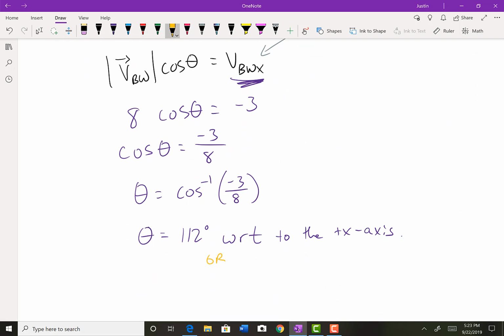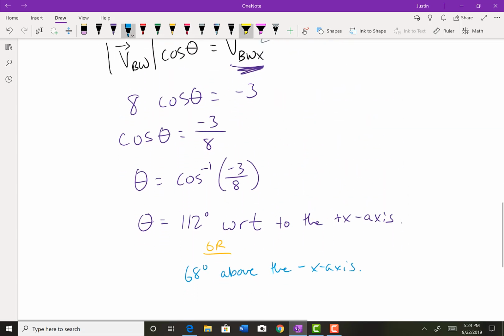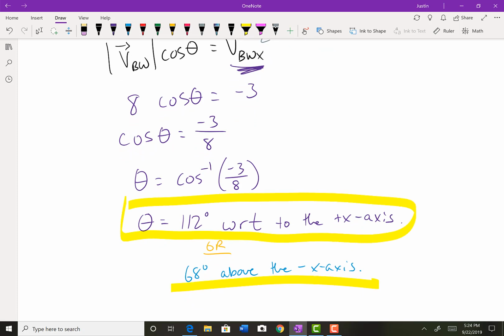Or I could say 68 degrees above the negative x-axis. So as long as you've got a diagram and you're explicit about what angle you're talking about and where, you've got the right idea. So yeah, there's that one. It doesn't matter, I'd choose this one, or you could choose this one.